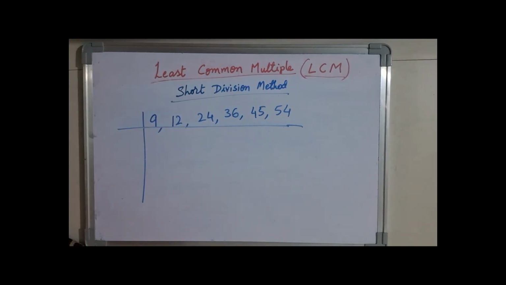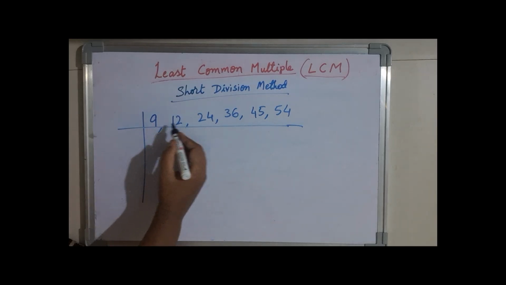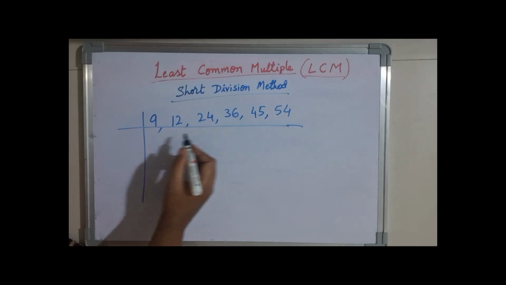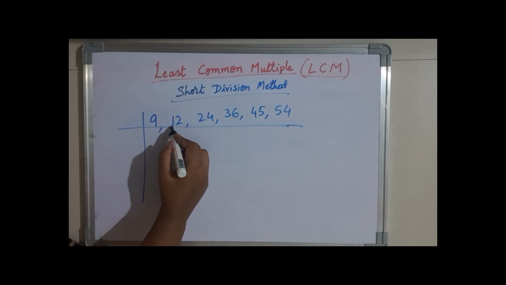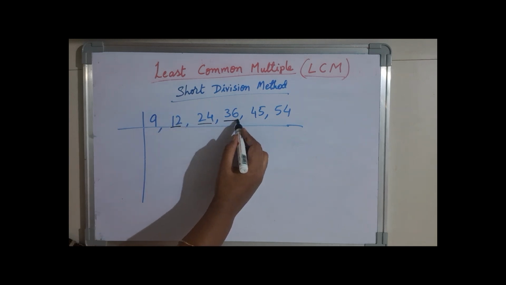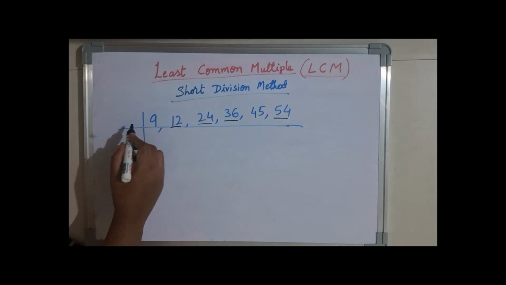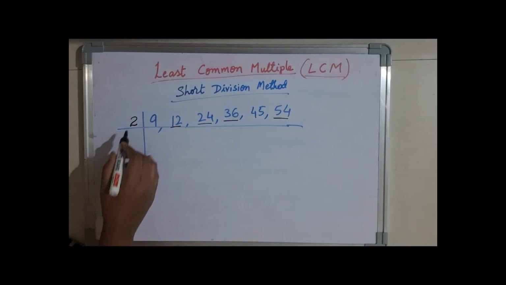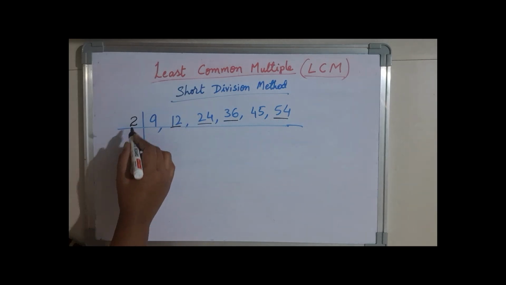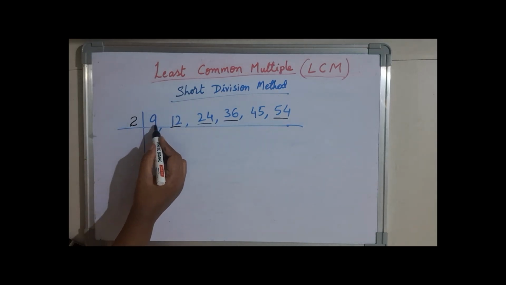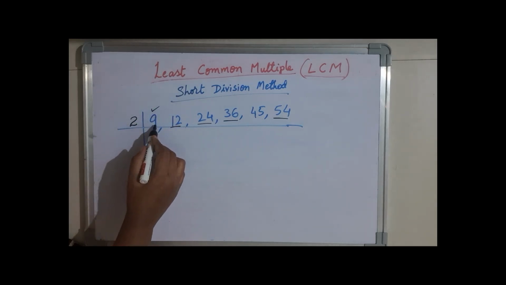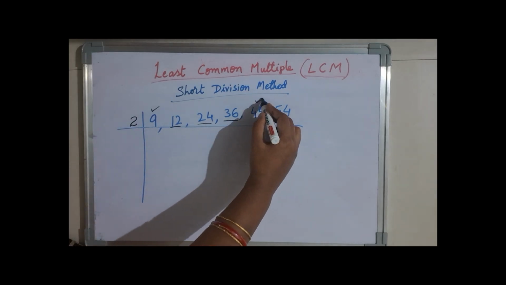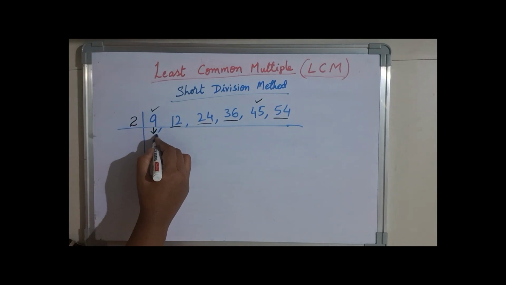Now let us find the LCM of these numbers by the short division method, children. I have already written all these numbers separated by commas, and here we can see that only 12, 24, 36 and 54 are even numbers and are divisible by 2. So 2 is a common factor of these numbers. I am taking 2 here. And 2 is not a factor of 9 and 2 is not a factor of 45 also, so the same numbers we write here, children.